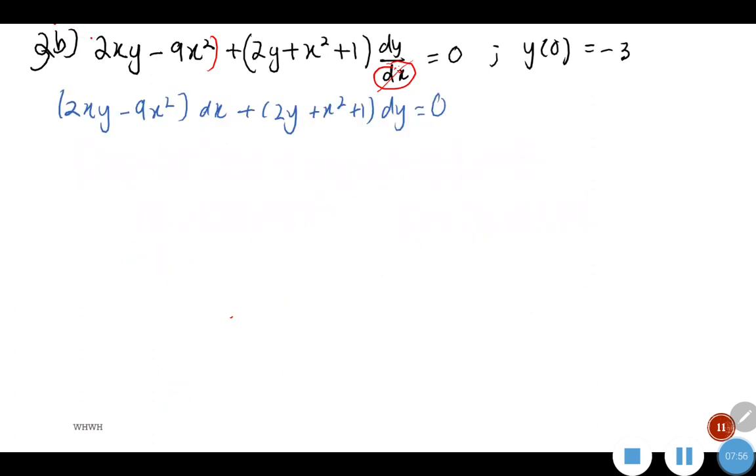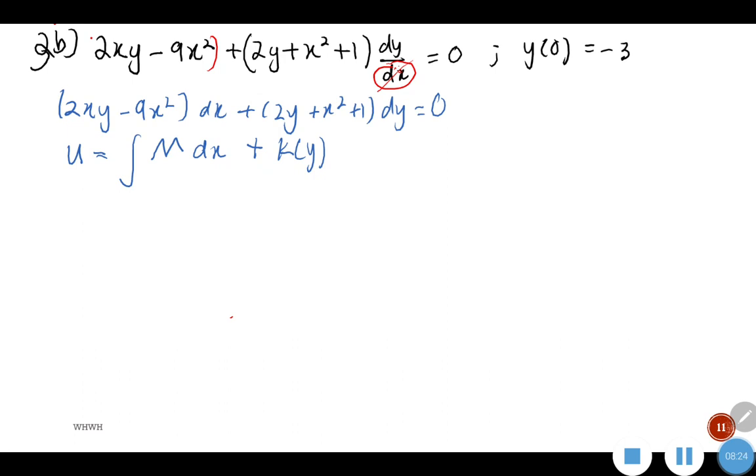Okay, so remember to solve, you have two options, sama ada nak guna M ataupun N kan. Okay, so for my case, untuk hari ni, untuk example ni saya nak guna M. Okay, I'm gonna use M, integration of M dx plus with k(y). Alright.